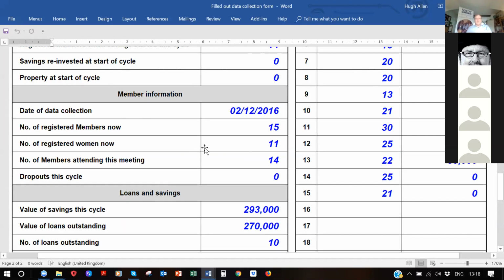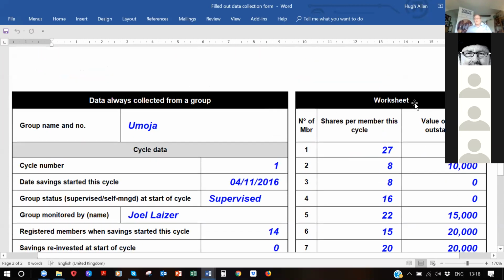Okay. And over on the right-hand side, we have here a worksheet. Can somebody tell me what the worksheet is for?